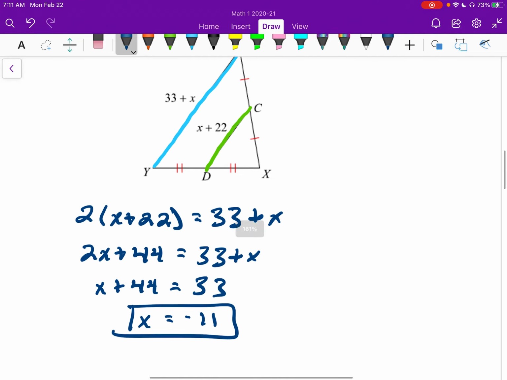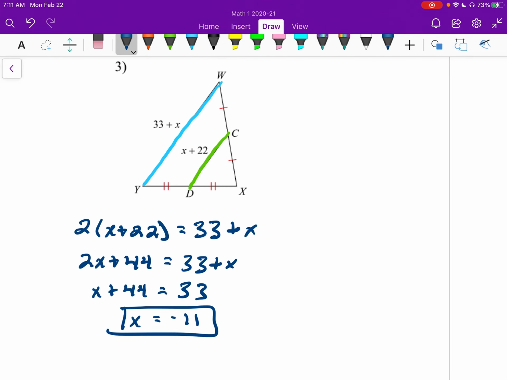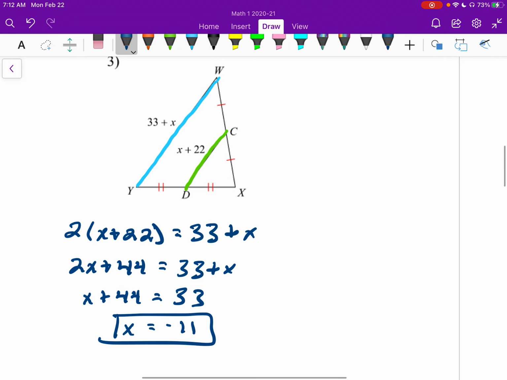Now, a way that we could check ourselves, if we wanted to, we could plug back into the actual triangle. So I'm going to do that just so that we can see what the real side lengths are. I'm going to plug into the side first, so I'm going to have 33 plus, and then negative 11. So this side right here is 22. Now I can say, for my other one, it's x plus 22, so that'll be negative 11 plus 22. That gives me 11 there. Right? So the length of my midsegment is 11.